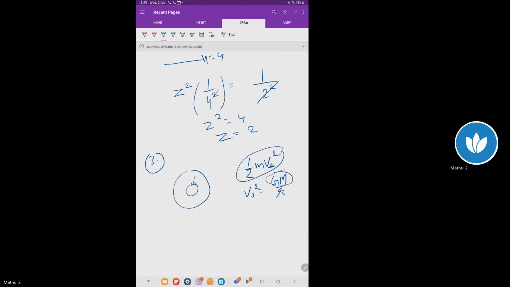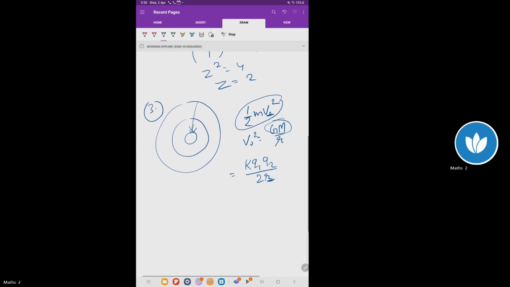And remember something like Kq1q2 by 2r, kinetic energy is inversely proportional to r. So kinetic energy will increase and total energy will decrease as it moves closer to the nucleus. Total energy will decrease, potential and total. Option A.